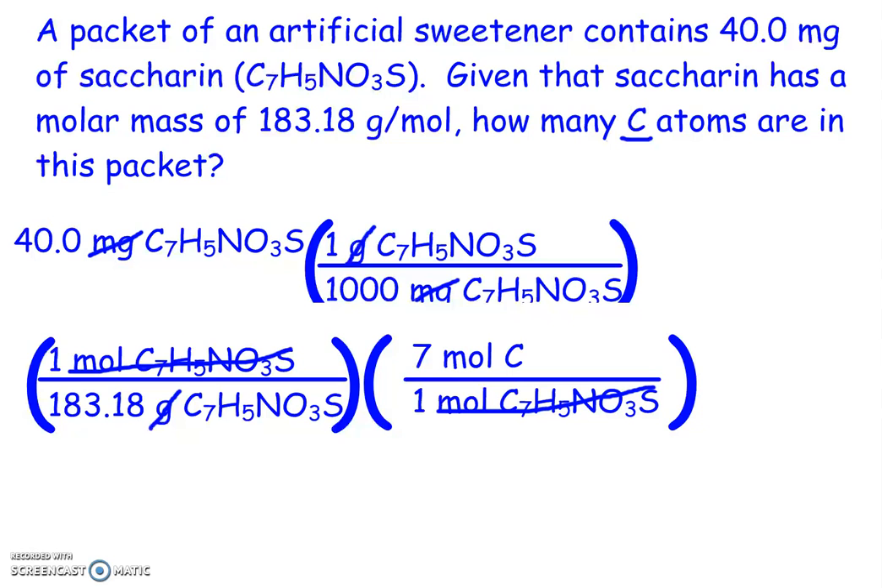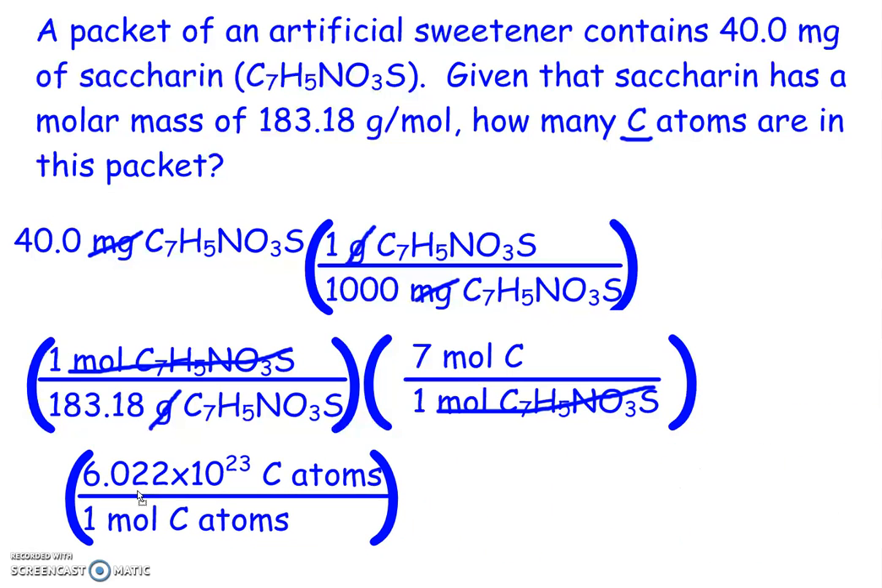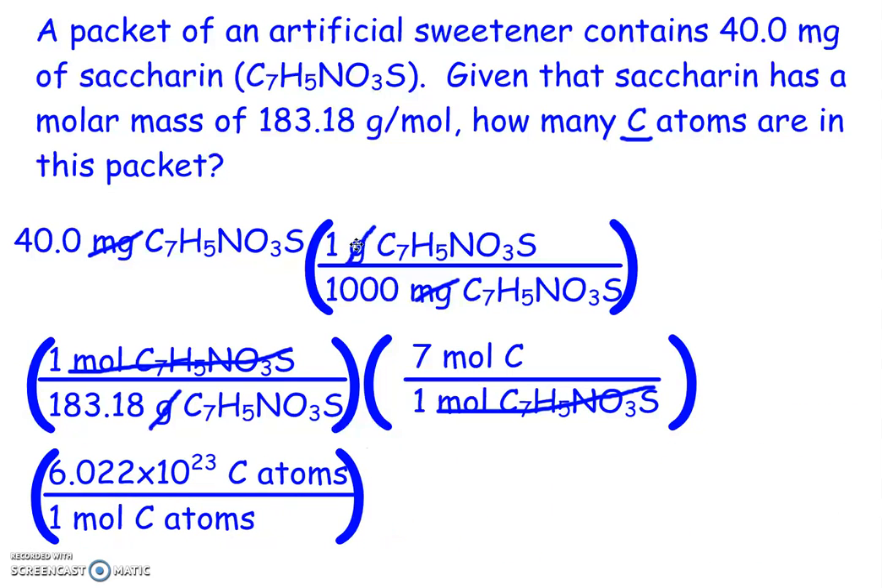But I don't want moles of carbon, I want carbon atoms. So now we're going to do the moles of carbon on the bottom, and I'm left with 6.022 times 10 to the 23rd carbon atoms on the top. And when I multiply that out, I get 9.20 times 10 to the 20th atoms of carbon.